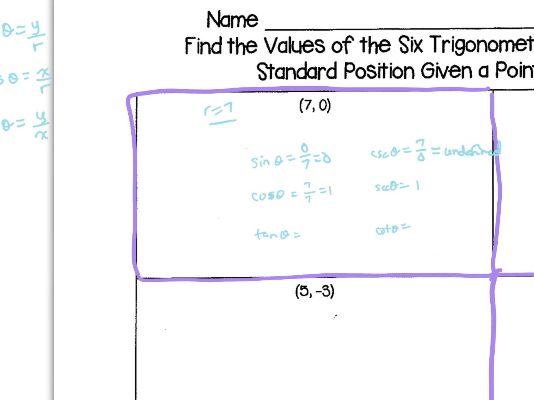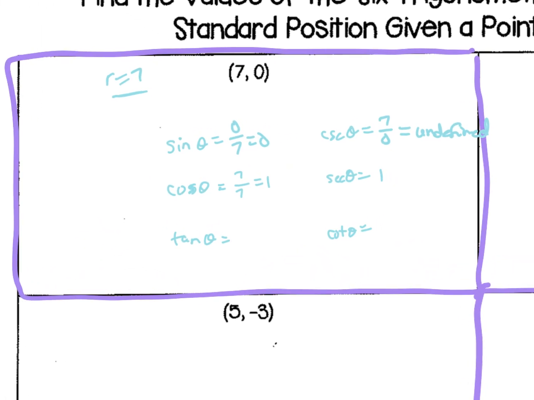It would be 0 over 7. Great, which we know is equal to 0. And so for our cotangent, that would also be undefined. Okay, so this is kind of a special case because it's on the axes. It's one of our quadrantals. So that's why I wanted to show you an example of that type.